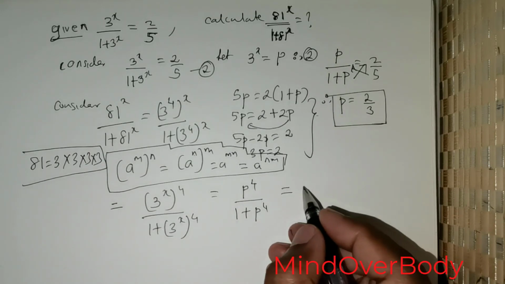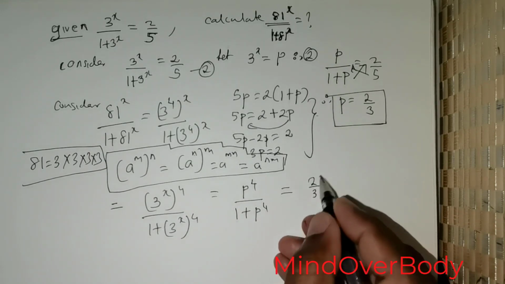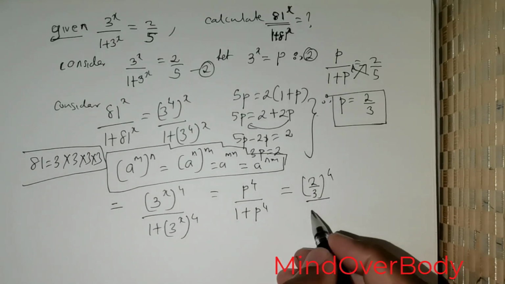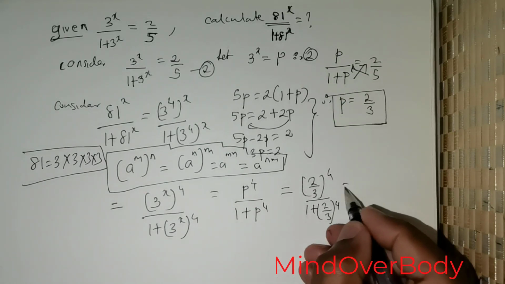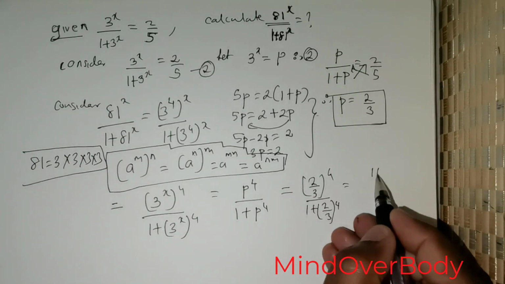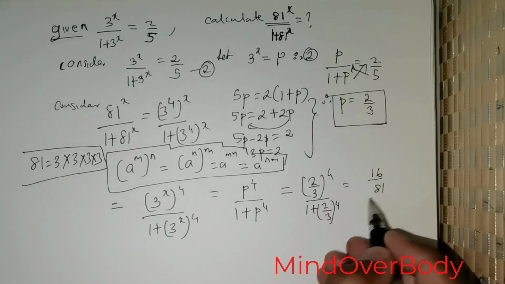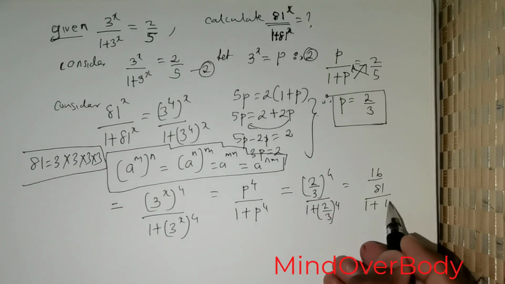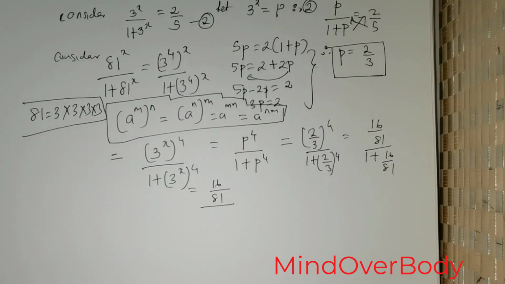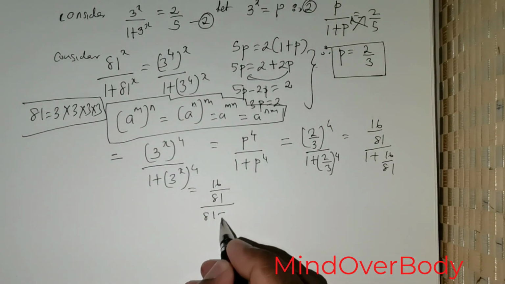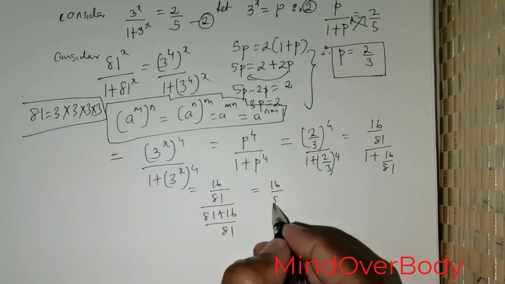So this is going to be (2/3)^4 / (1 + (2/3)^4). So 2^4 is going to be 16, 3^4 is 81, this is going to be 1 + 16/81. So I can rewrite this as 16/81 divided by, if I take 81 as the LCM, (81 + 16)/81, which is 97/81.